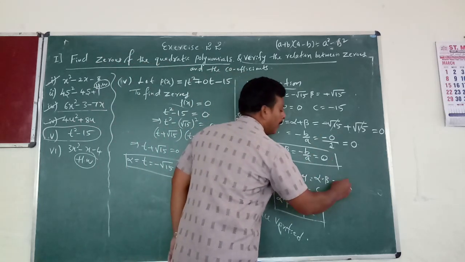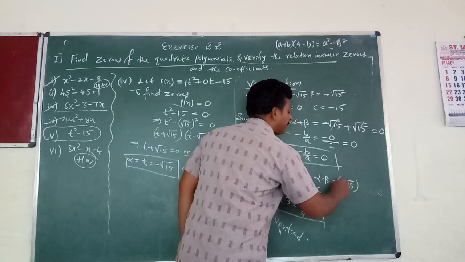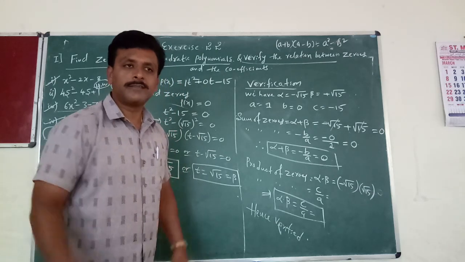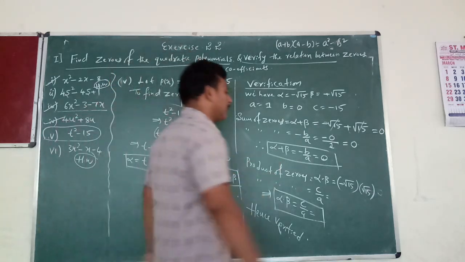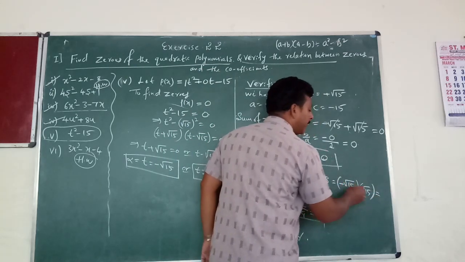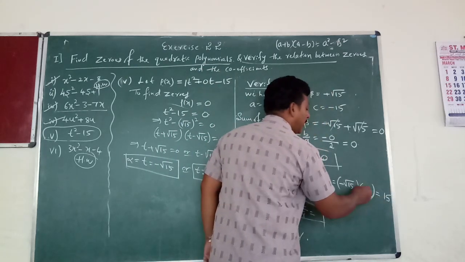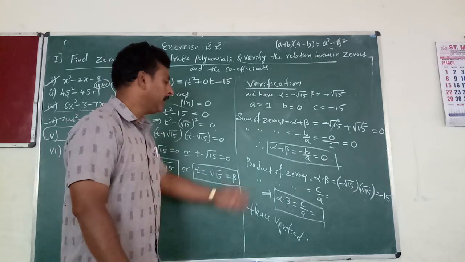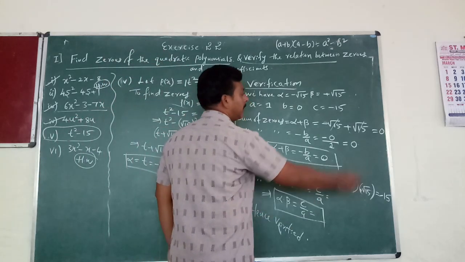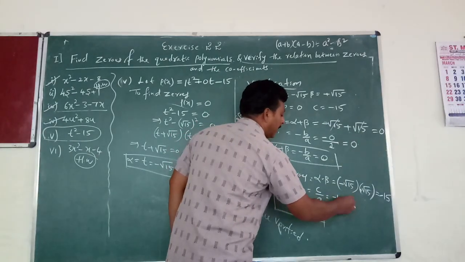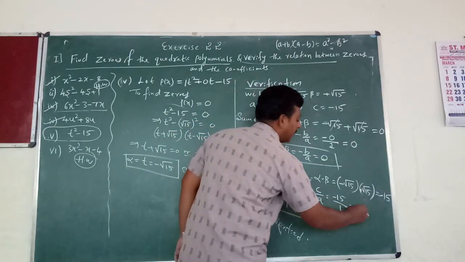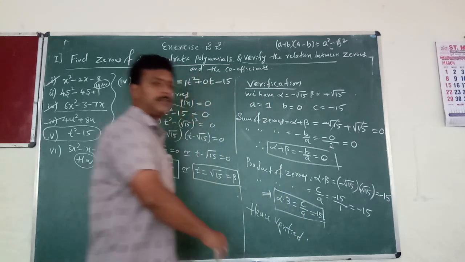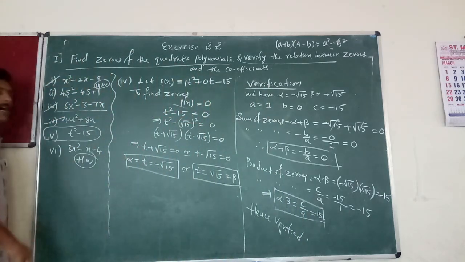Alpha into beta: minus root 15 into plus root 15. Root x into root x is x. Okay. Plus into minus is equal to minus. So its answer is root 15 into root 15 is 15, one is plus, one is minus. Minus into plus equal to minus. Its answer came as minus 15. According to the formula, c is what? Minus 15, divided by a, what is it? 1. So its answer is also minus 15. Both are the same. So we can say minus 15. Hence verified.